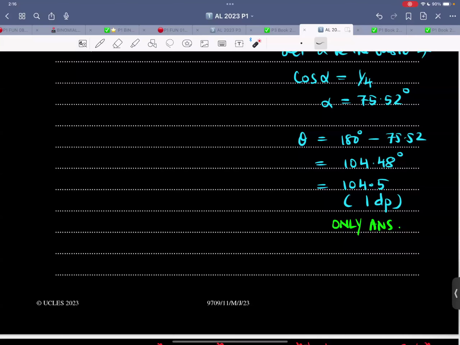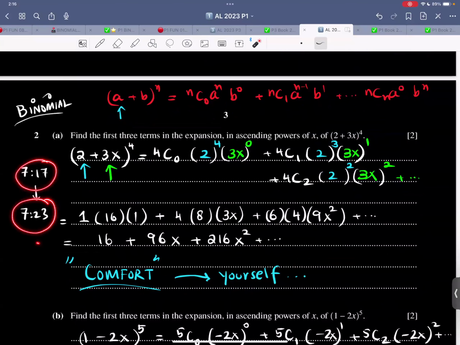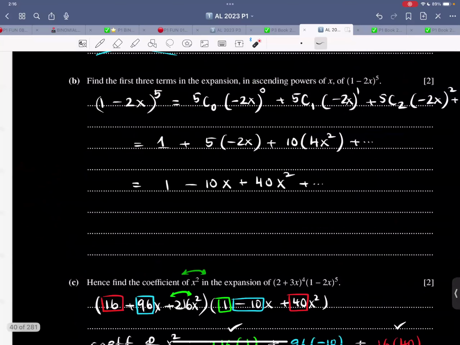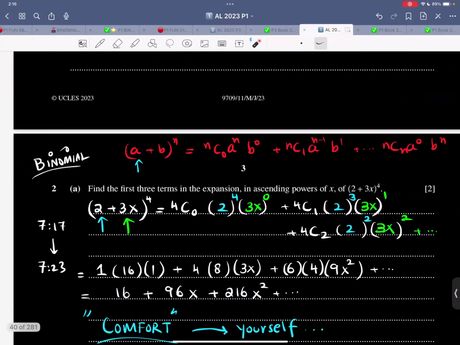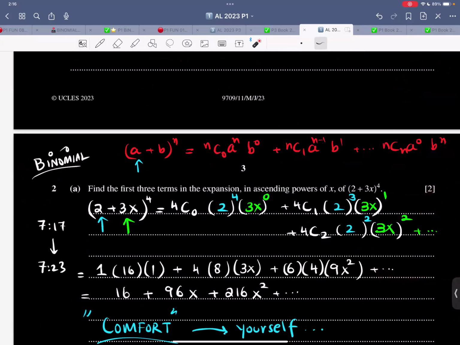So let me go back over here. The solution, 717 to 723, 6 marks. So I think it's for 6 marks and it took 6 minutes. So marks should equal minutes if you want to score your A star or A. That should be in the non-exam mode. And in the exam mode, this could be a little bit more.